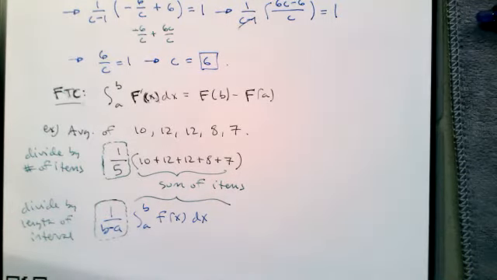So the 1 over c minus a, that was the 1 over b minus a, that's us dividing by the length of the interval after we find the sum of the values of the function, but continuously. Any questions on problem 5? All right.